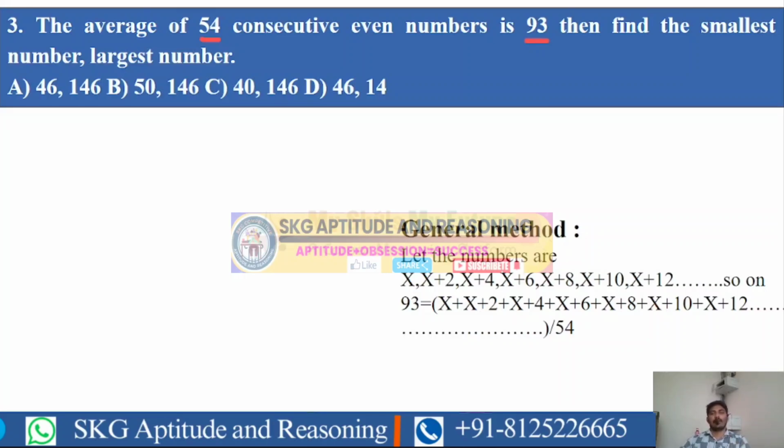So if we want to solve that in the general method here, and there are 54 numbers given, average is equal to the sum divided by the total number of observations. If I go with this method, I will not be able to get the answer quickly. So what I need is to get the answer very quickly. This general method is not giving the answer in 10 to 15 seconds of time.